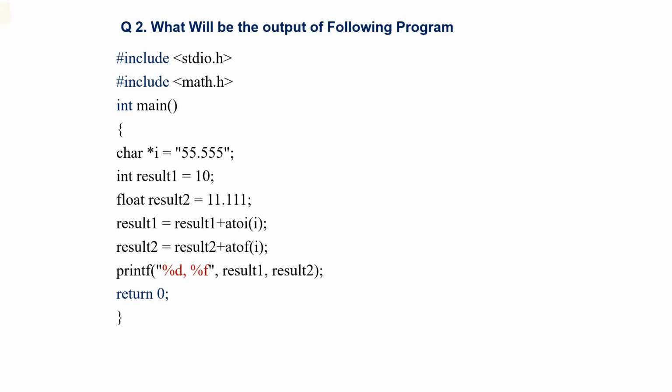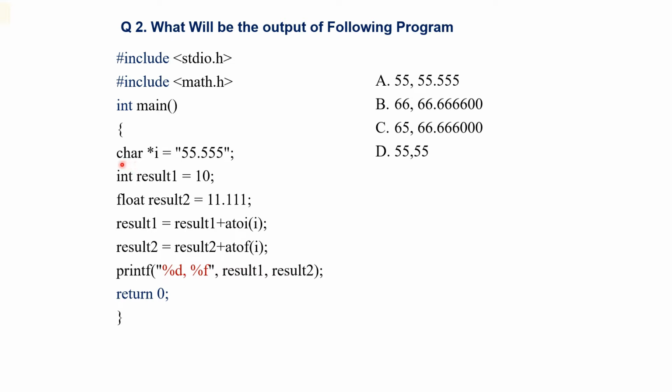This is our next question. What will be the output of the following program? And these are the options from which you have to select one correct answer. In this program, two library functions a2i and a2f are used, which are defined in math.h. Hence we have included the header file math.h in this program. Let us see what output this program will generate.